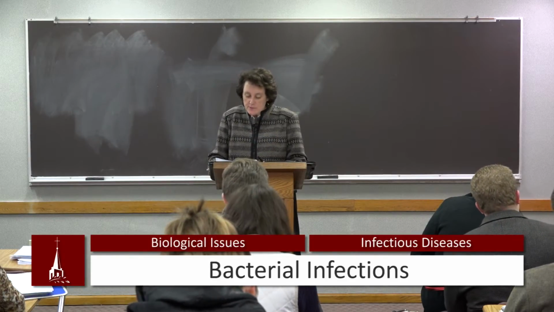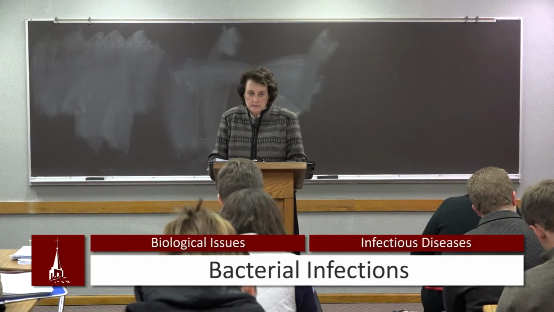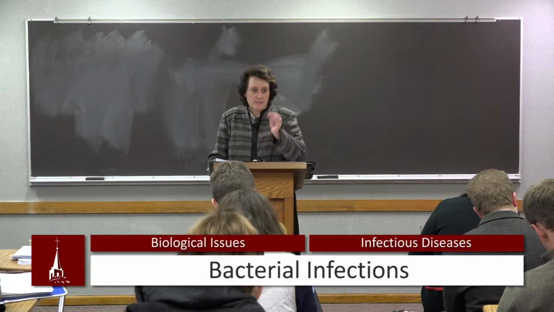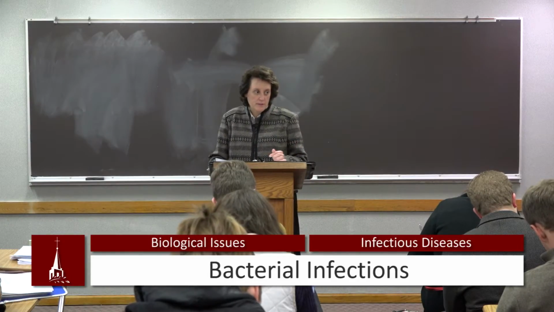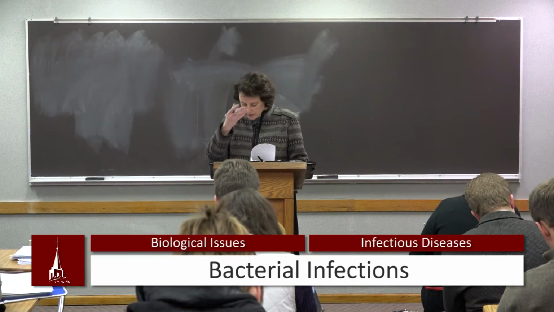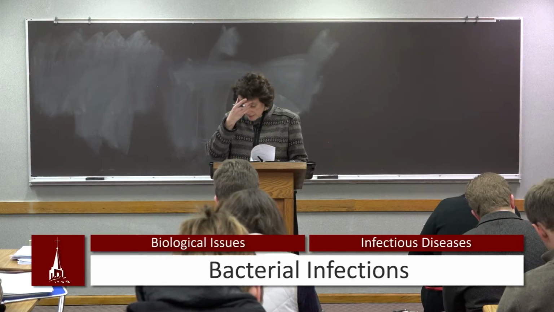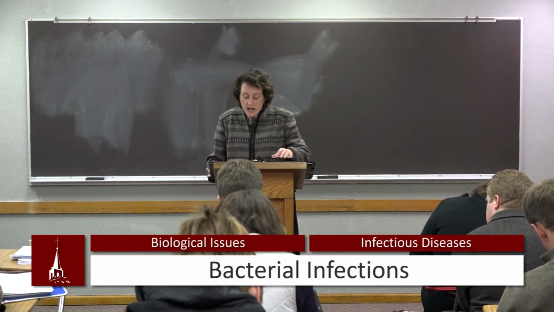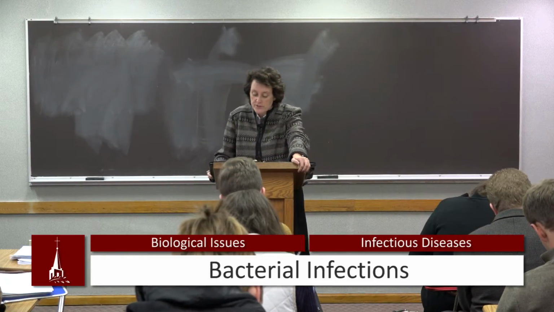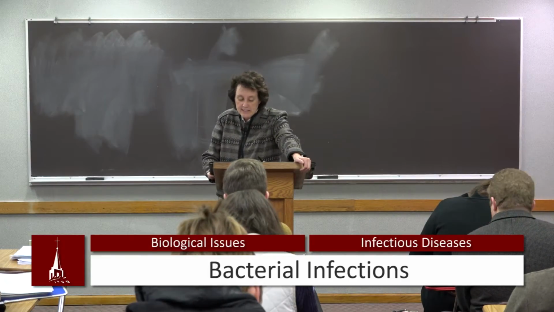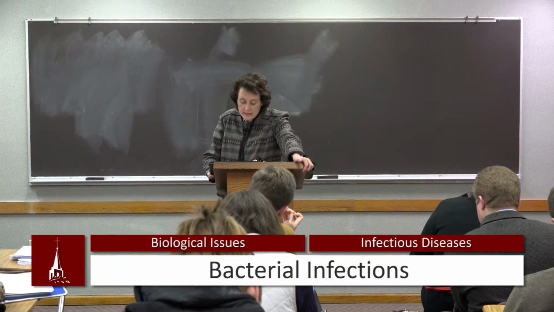The last shape is spiral. And these have a very thin, ribbon-like spiraled shape. Those are very dangerous types of bacteria. So bacteria are colonies of tiny, simple cells that exist in 3 basic shapes: cocci, bacilli, and spiral.